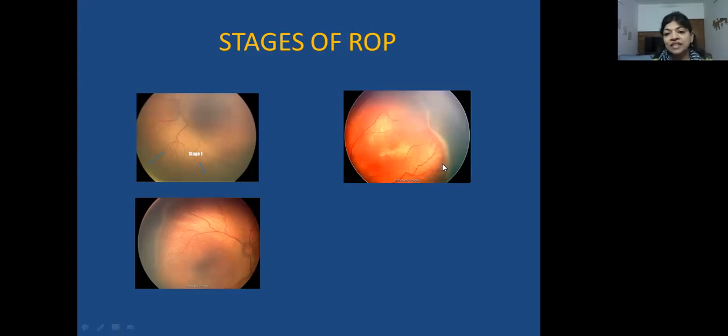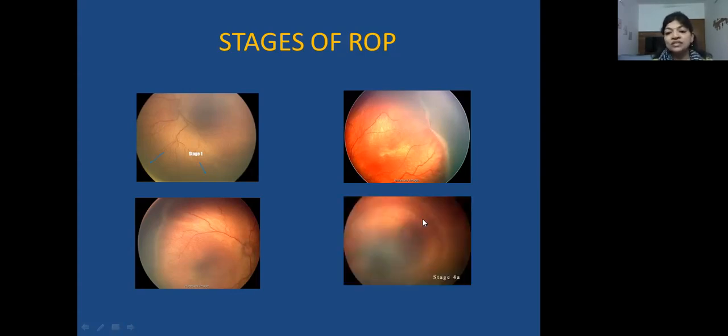Look at this. This is stage 3. You can see that at the margin of the disc, can you see these blood vessels? They look angry. Here you have angry blood vessels. What they're going to do is grow into the vitreous. So this is the stage, because if this stage goes undiagnosed and you miss it, it's going to reach a stage like this where the retina is going to get detached.